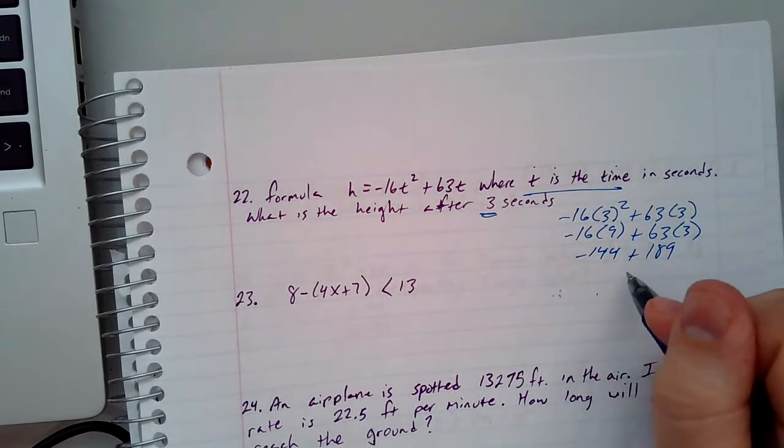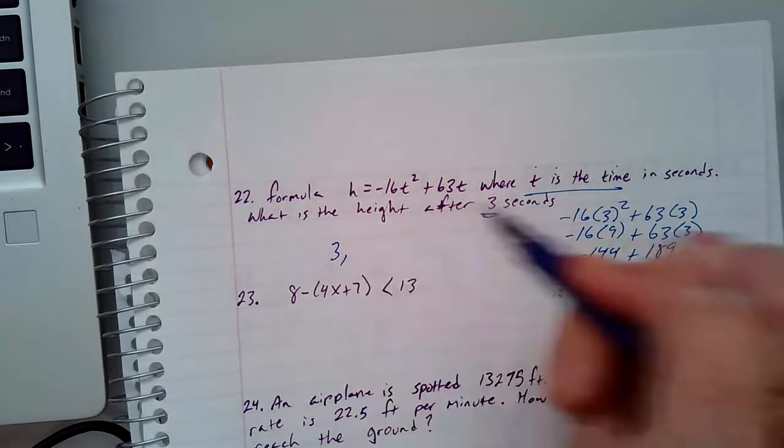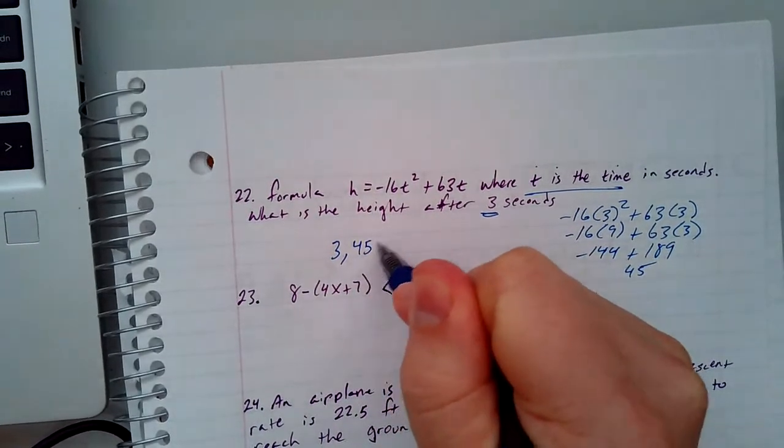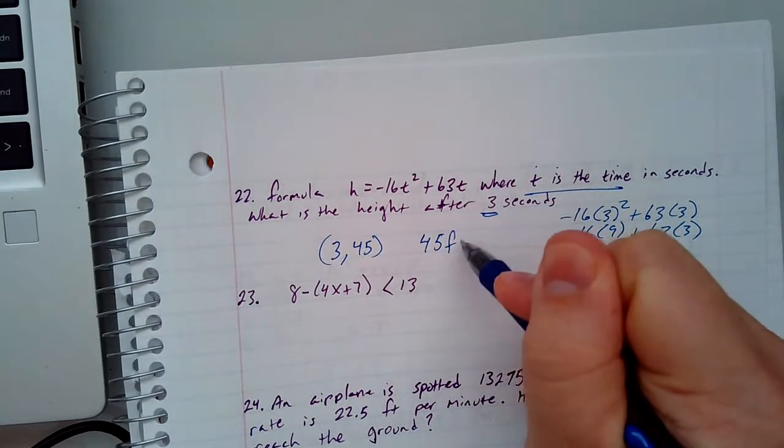And we're going to get 45. So we're going to get 3, 45. Or if it says what is the height, we're going to get 45 feet.